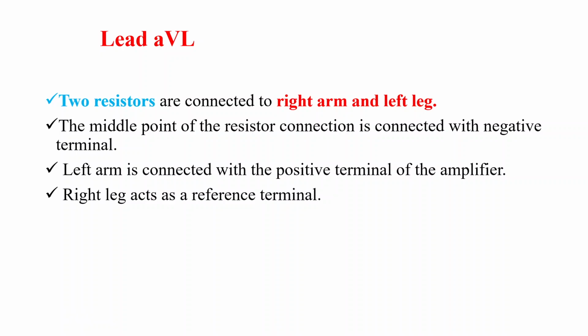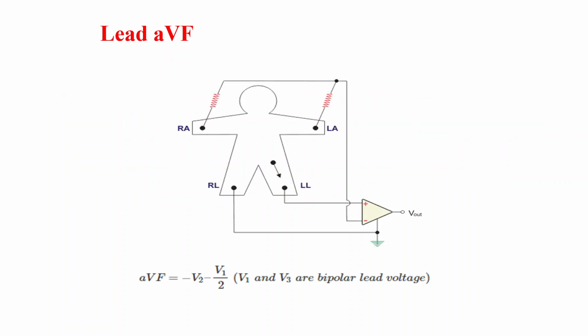The next one is AVF, augmented voltage foot. Here the left leg is connected to the positive, and the right leg is always reference. The remaining two points, RA and LA, will be connected through the large value of resistance. The center point is connected to the negative. The output AVF is equal to minus V2 minus V1 by 2. This is the relation between AVF and the standard lead voltages.